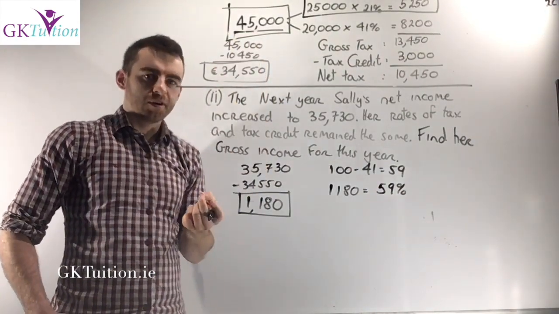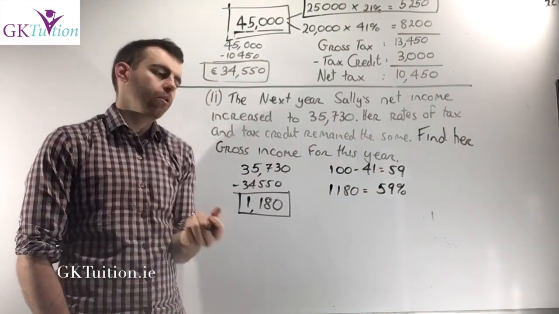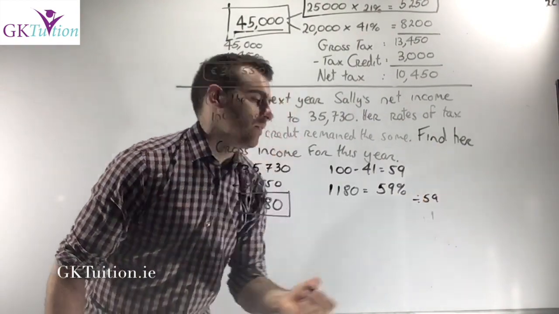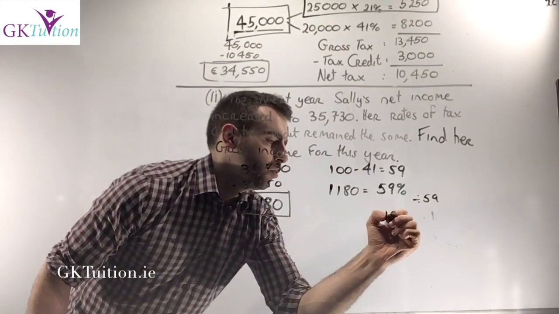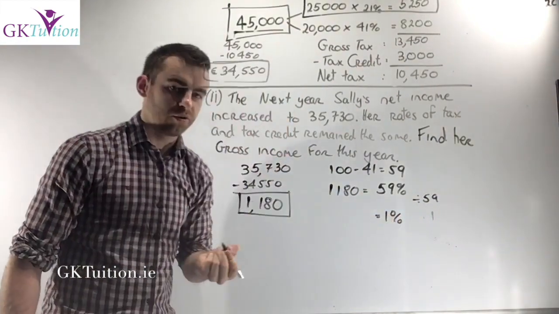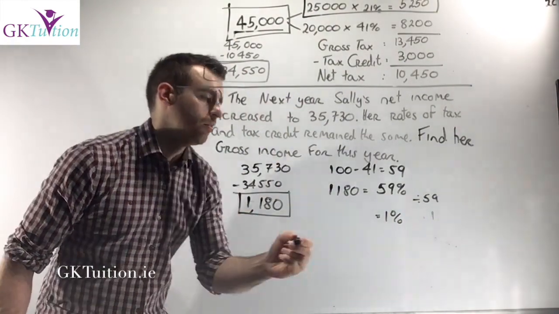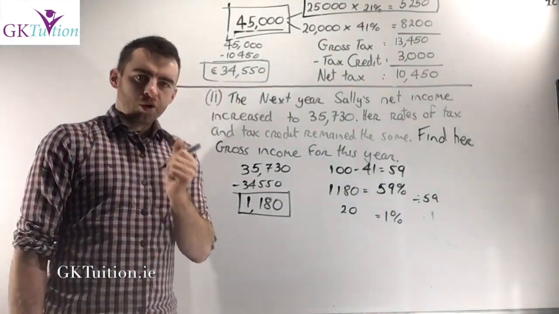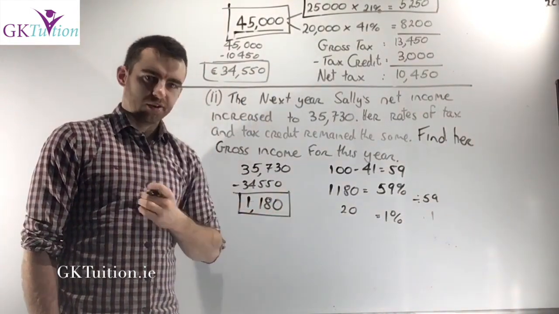If you know 59%, what you should do is work out what 1% is and then convert that to 100%. So what we would do here is divide both sides by 59. Because if you divide 59 by 59, you'll end up with 1% of the increase in her gross income. If you divide 1180 by 59, you're going to get 20. So I know that 1% of the increase in her gross income is 20 euro.